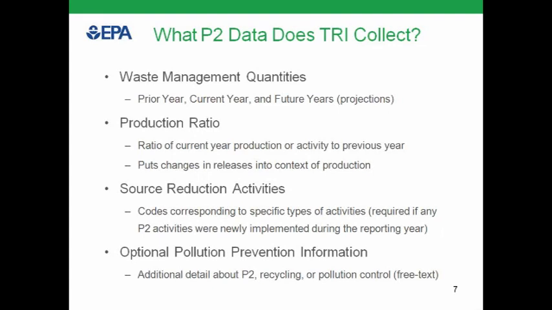But the second factor I'm going to talk about is whether I implemented any P2 activities, any source reduction activities. So we have codes corresponding to specific types of activities. Facilities are required to use these if they implemented any new P2 activities during the year. We'll get to that in a second. But then we also have a free text optional P2 field that many facilities, a few thousand a year, will use to provide additional detail on their P2 or other environmentally friendly practices. And this is their chance to showcase what it is that they've done to reduce their releases of toxic chemicals in that year.